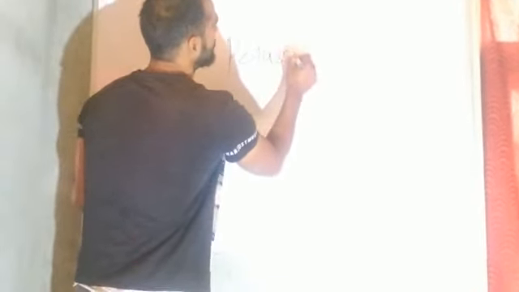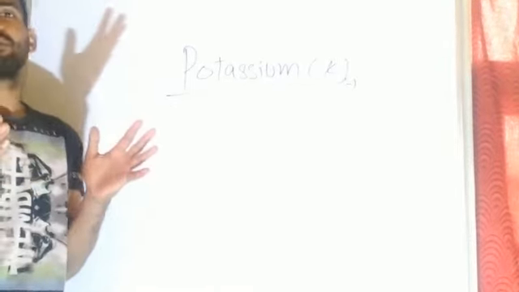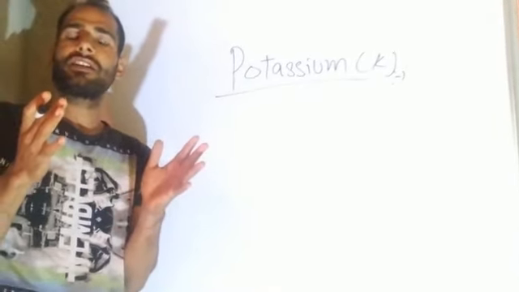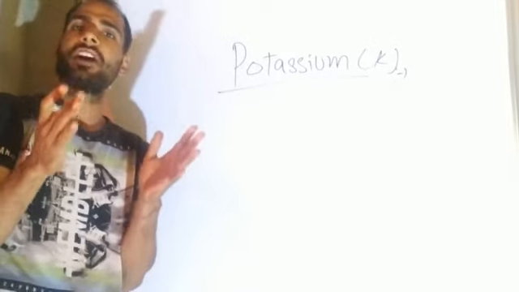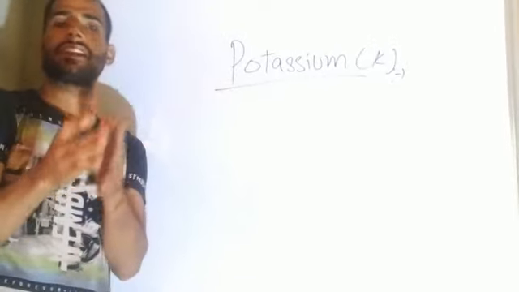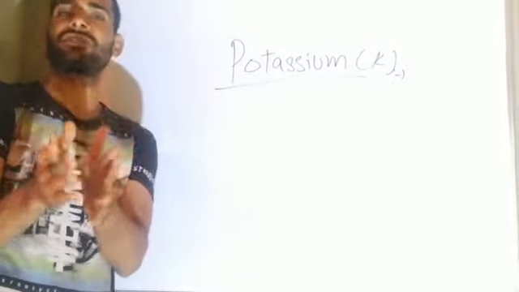Mineral which is potassium. Symbol is K. Okay. So potassium, if we talk about, it is the third most abundant mineral which is found in our body. Okay, when it gets inside our body, it functions as an electrolyte.